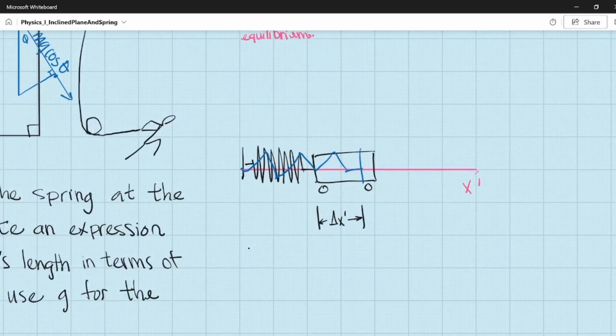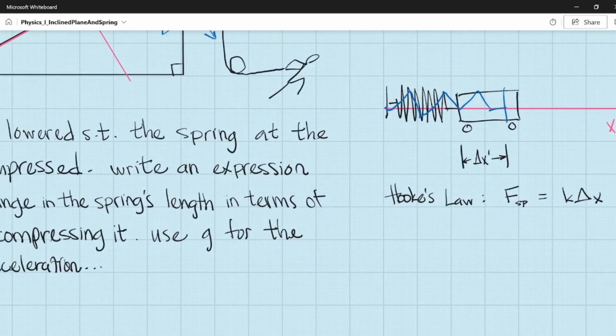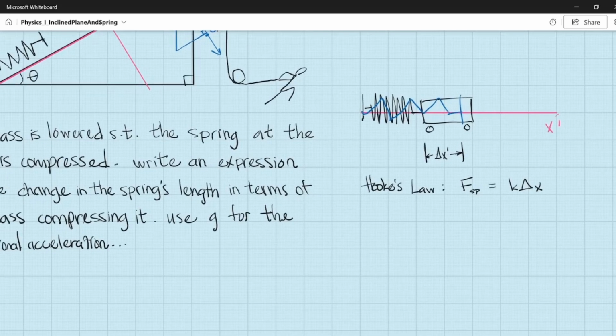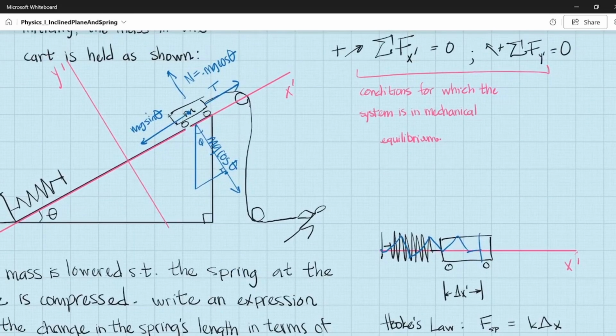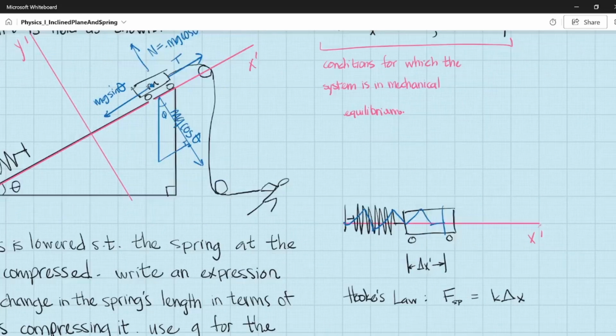And we know from Hooke's law that the force compressing or stretching a spring is some proportionality constant k multiplied by the change in the length observed in the spring. All right, so all we have to do is write an expression for the change in the spring's length in terms of the mass compressing it. Okay, so that means that we need to write our kinetic equations. In other words, we need to write the sum of the forces.